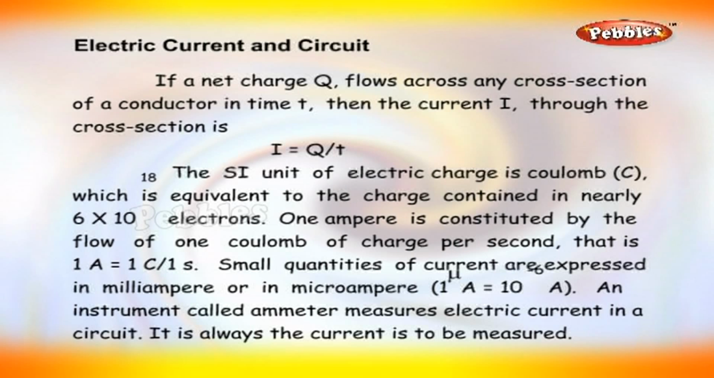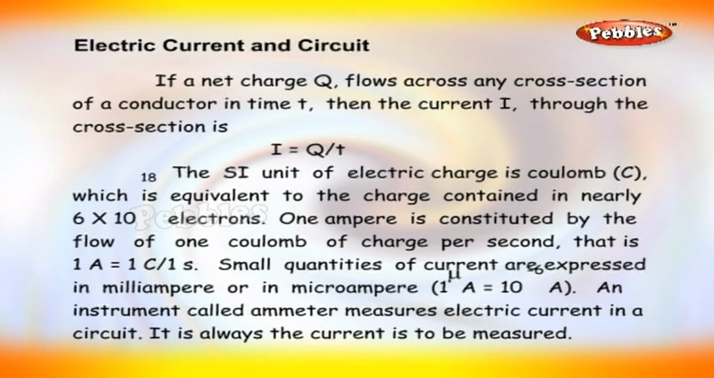It is taken as opposite to the direction of the flow of electrons, which are negative charges. If a net charge Q flows across any cross-section of a conductor in time t, then the current I through the cross-section is I = Q/t. The SI unit of electric charge is coulomb, or C, which is equivalent to the charge contained in nearly 6 × 10^18 electrons. 1 ampere is constituted by the flow of 1 coulomb of charge per second, that is, 1 A = 1 C/1 s.